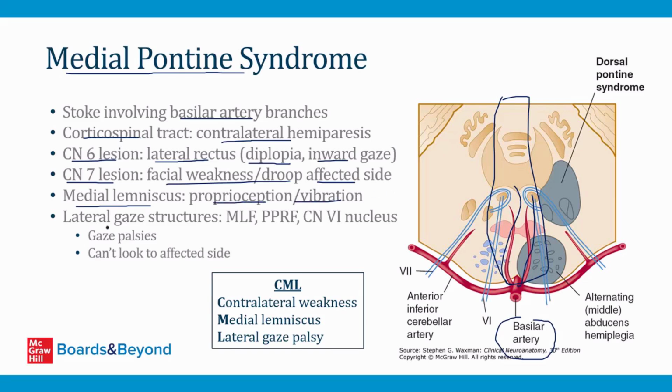And then finally, all those lateral gaze structures I pointed out a few slides ago, like the medial longitudinal fasciculus, the PPRF, the nucleus of cranial nerve 6, those can all be damaged in a medial pontine syndrome. So this can give you gaze palsies. Often it presents as inability to look towards the affected side because of damage to these regions. So if you want a handy mnemonic for a medial pontine syndrome, some people use CML for contralateral weakness, medial lemniscus involvement, and lateral gaze palsy.